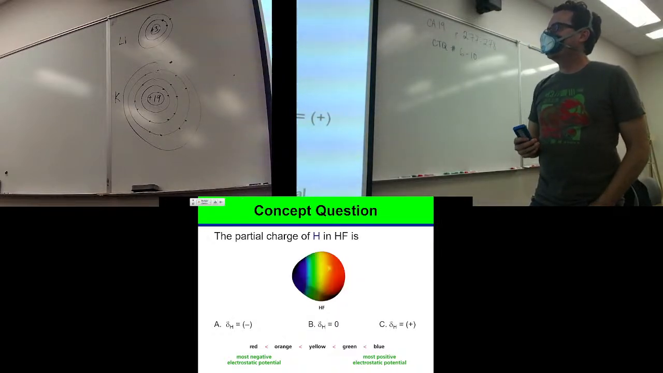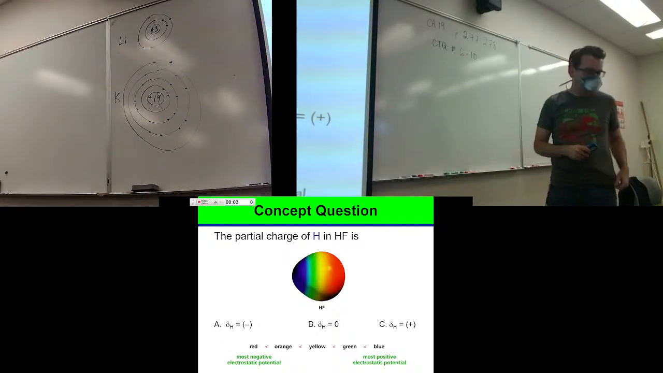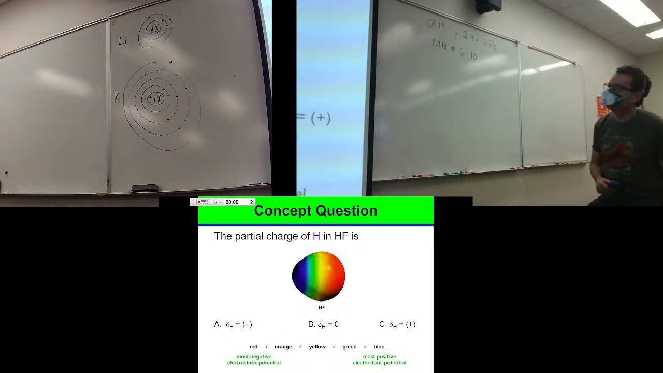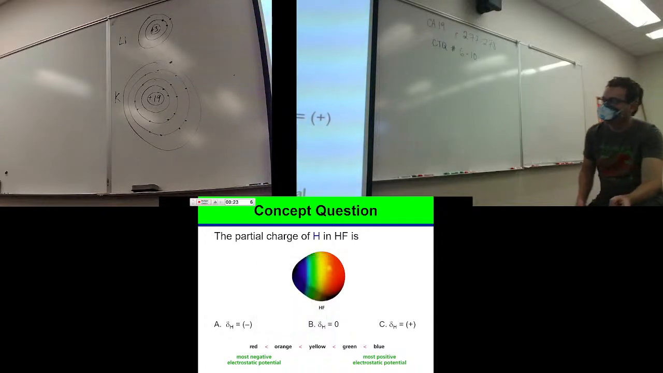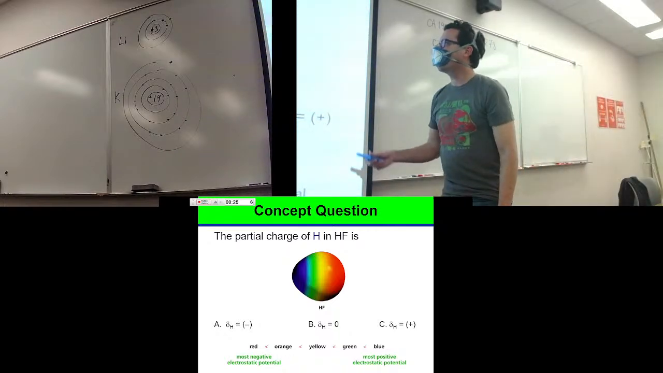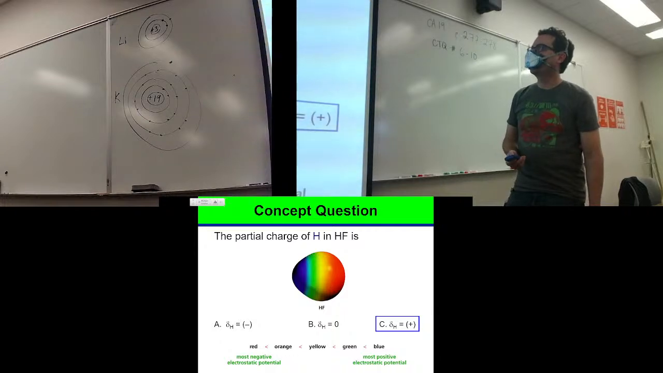And then finally, here's HF. The partial charge of the hydrogen in this case is what? You can see now, hey, one side is blue, one side is red, one side is partial positive, one side is partial negative. And so the hydrogen side is on the left. So the hydrogen side is the partial negative. Partial positive, excuse me, positive.